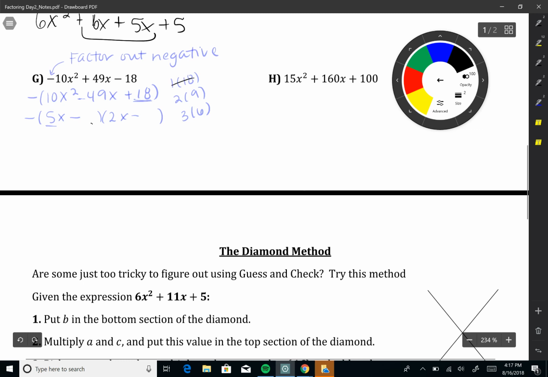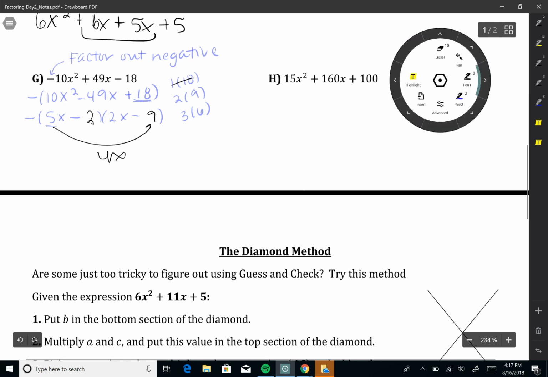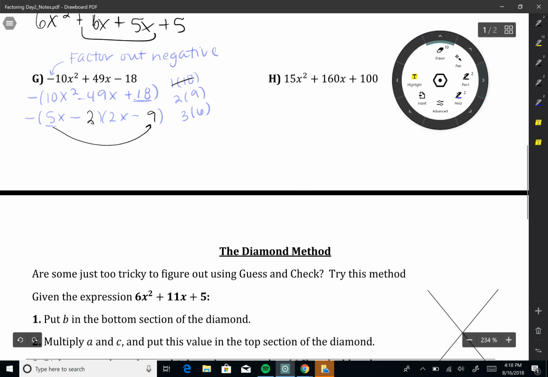Let's try 2 and 9. What if I put a 2 here and a 9 here? 5x times 9 is 45x. And 2 times 2x is 4x. Hey, those add to 49. Now, I know I did that with positive just because I already figured out that the signs are subtraction, but I can show you again. We can always check our work.